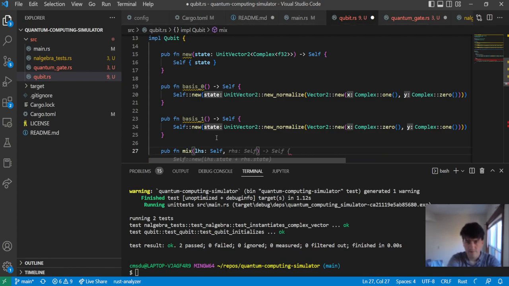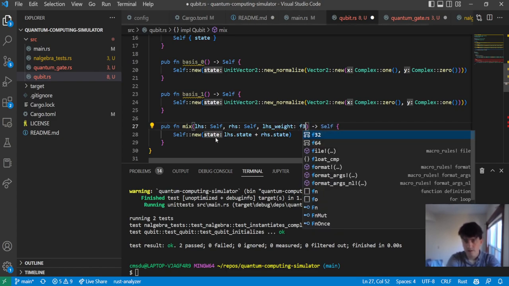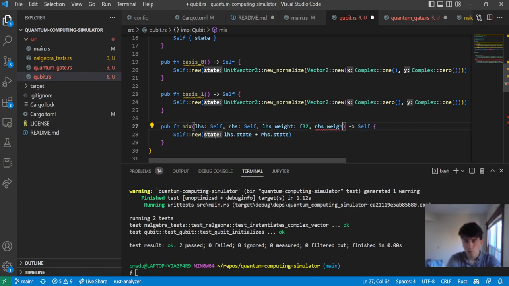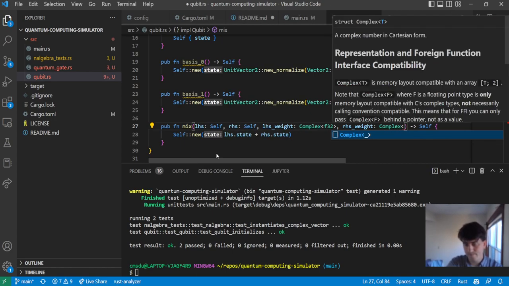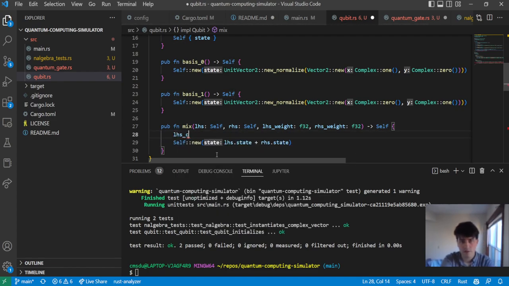Left-hand side is a self, right-hand side is a self, left-hand side coefficient or weight is an F32, right-hand side weight is an F32. It actually shouldn't be an F32 though, it should be a complex number. Let's just do it with F32s for now. F32, F32, and then this becomes LHS coefficient is the square root of this.